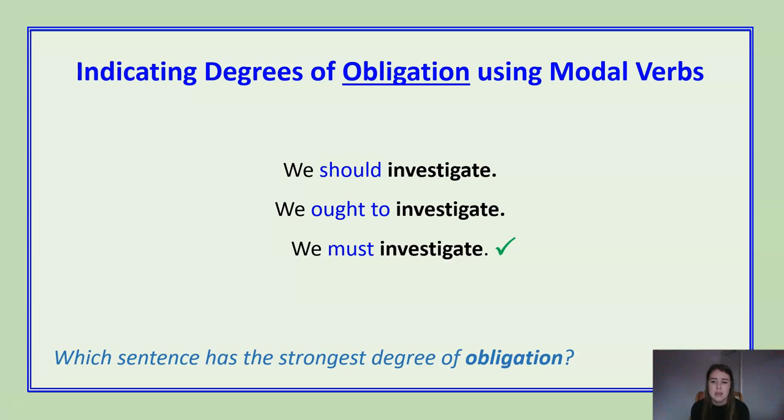So we should investigate means, well, it's something we should be doing, but it's not telling me whether I must do it. We ought to investigate. Well, that's making a decision that actually we think we should be doing it. We still don't have to do it. And when it says we must investigate, well, that's something we can't ignore. We have to do it. So we are obliged, so we are expected to investigate.